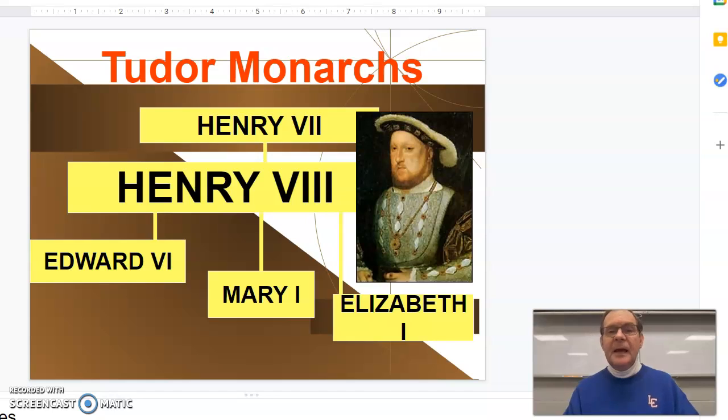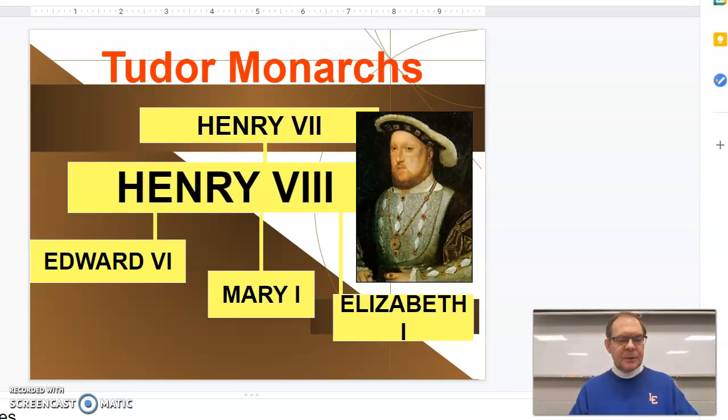The monarchs are fairly easy to remember. It's Grandpa, Dad, and the three kids. Grandpa, of course, was Henry Tudor, Henry VII, his powerful son, Henry VIII, who had 6 different wives. What happened to them? Divorced, beheaded, died, divorced, beheaded, survived. So all of his children were by a different mother.